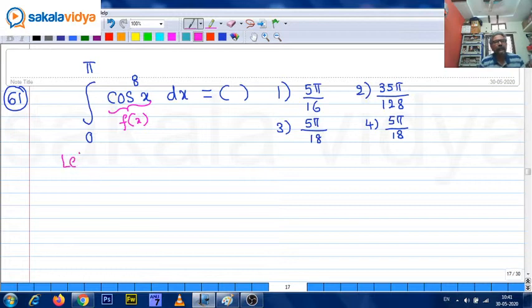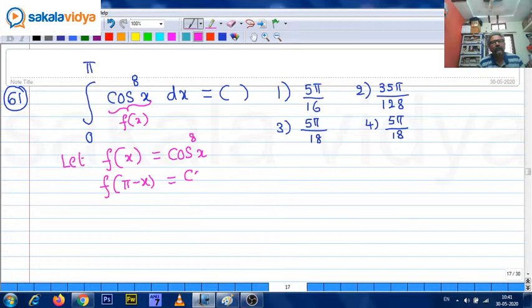So let f of x equal cos x to the power of 8. f of pi minus x is cos of pi minus x, whole to the power of 8. This is minus cos x to the power of 8, and with the even power it is only cos x to the power of 8, which is f of x.